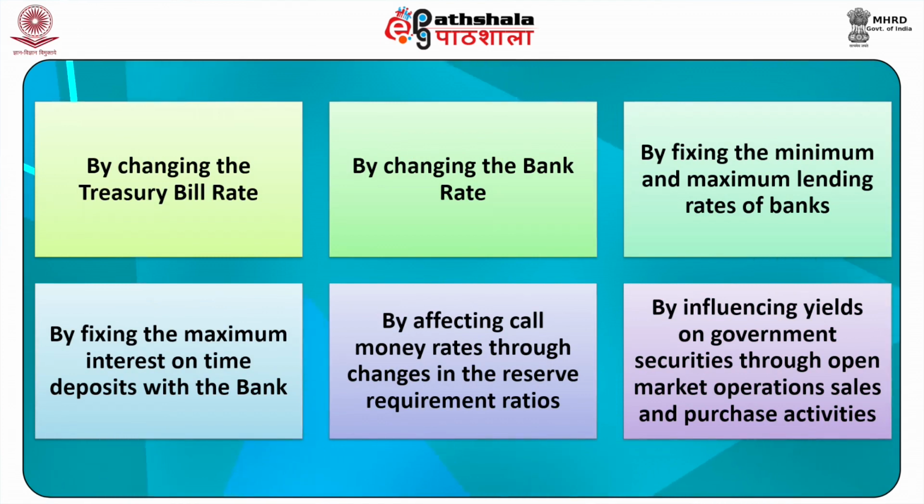The Reserve Bank's policy operations can affect the structure of interest rates in the following manner. First, by changing the treasury bill rate. Second, by changing the bank rate. Third, by fixing the minimum and maximum lending rates of banks. Fourth, by fixing the maximum interest on time deposits with the bank. Fifth, by affecting call money rates through changes in the reserve requirement ratios. Sixth, by influencing yields on government securities through open market operation sales and purchase activities.